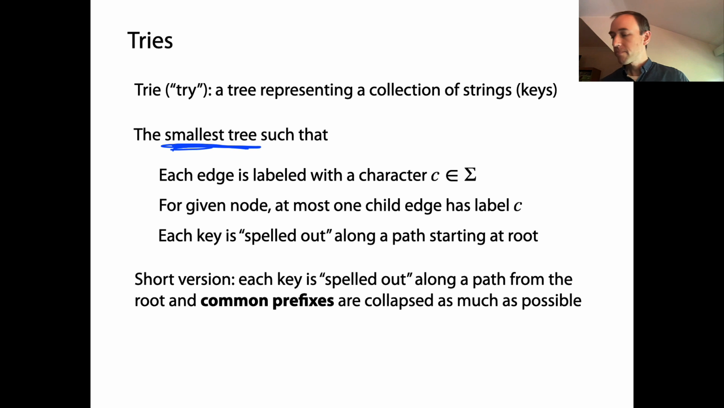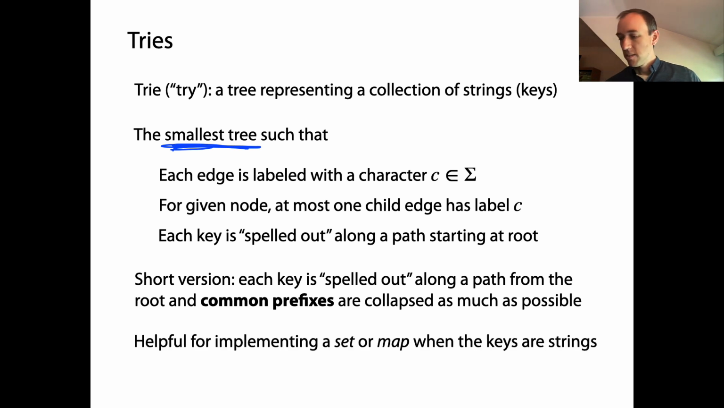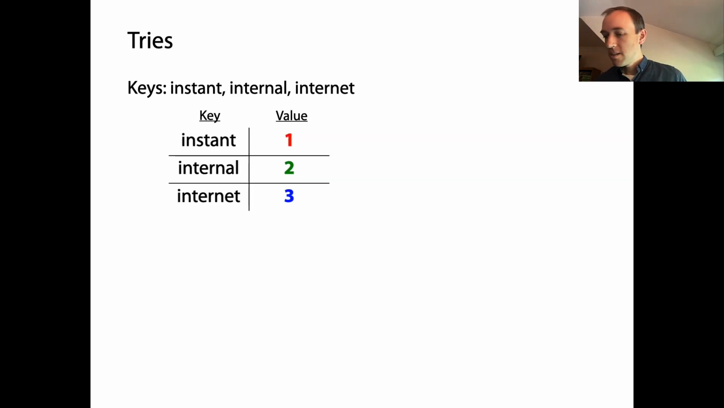We're not going to waste our time and space representing a common prefix between two of our keys more than once. Okay. And this kind of data structure, a trie, is helpful for implementing an associative data structure like a map where the keys are strings, or it doesn't have to be. It could just be a set, for example, where you're trying to put a set of strings together in a data structure so that later you can pose membership queries.